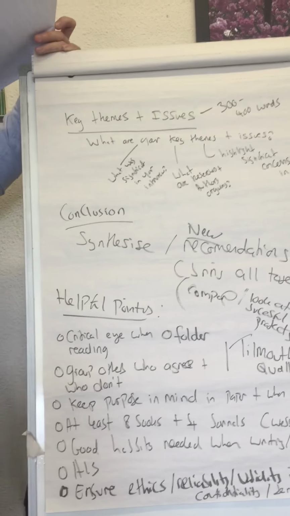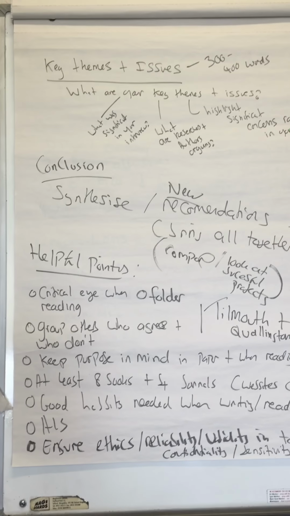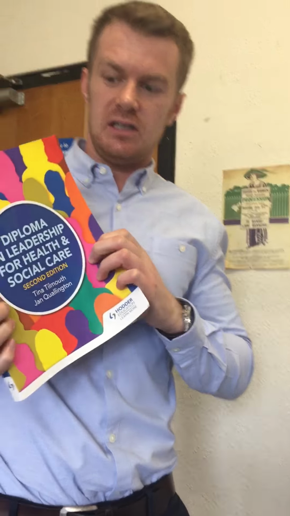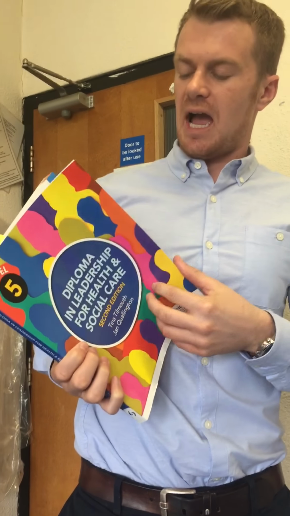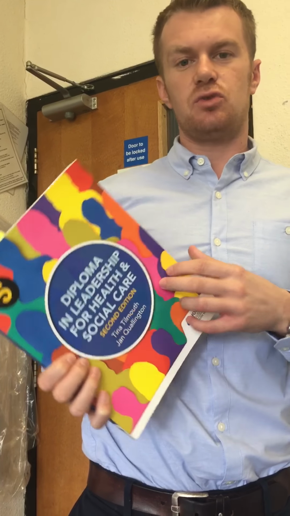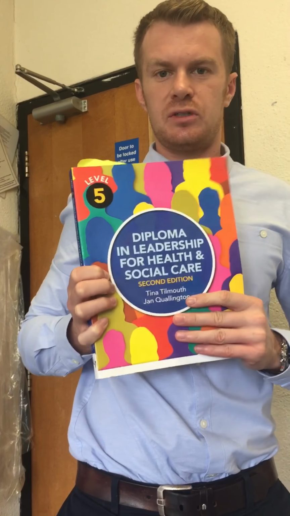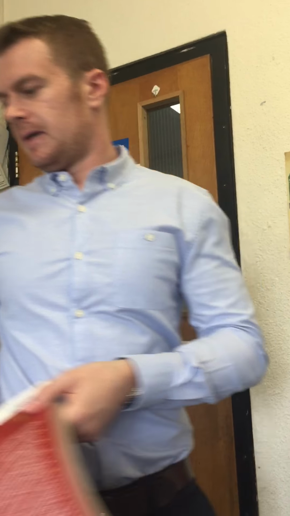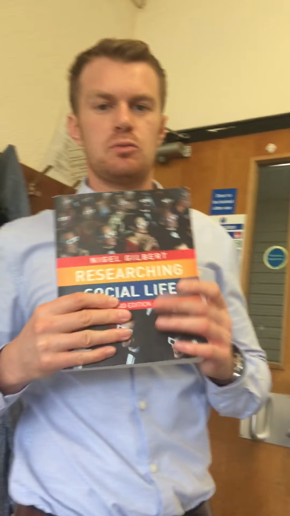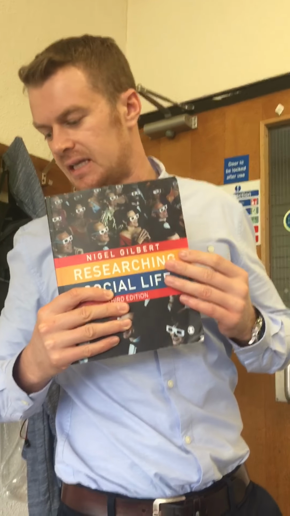in October last year. A useful book that will help you with this is Tilmouth and Quillington, Level 5 Leadership in Health and Social Care. It has a chapter dedicated to the research project, which is really easy to understand. So please, if you have any problems, look at this and it will help you. Obviously the Gilbert is really helpful as well, but much more academic. So just a few small things there.